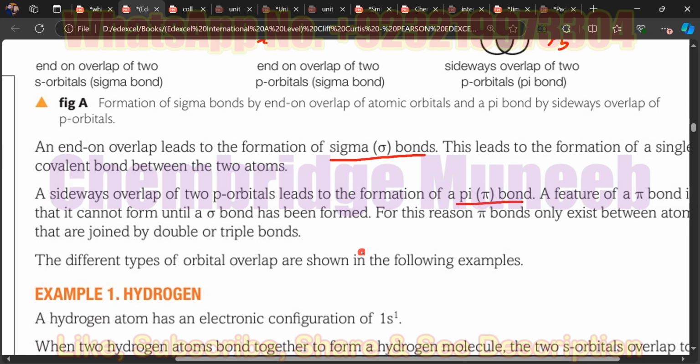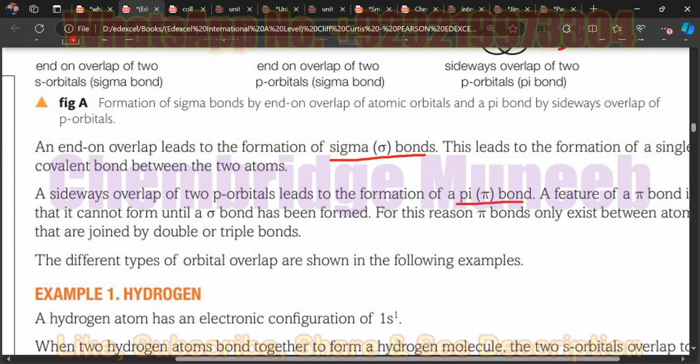No. Sigma bonds, it's end on end, while pi bond is like side. Sigma is right. Sigma is an end-to-end bond. But what about pi? Pi is like sideways. Yes, good. Sideways overlapping. So that's a major difference between them. Sigma bond is formed by the end on overlapping.